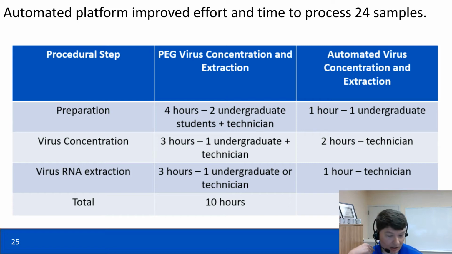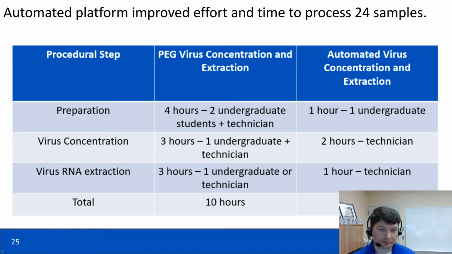To give you a sense of the amount of time saved, I prepared this table for processing 24 samples. We have these procedural steps of preparation, virus concentration, and viral RNA extraction, which are the steps before virus quantification. For preparation, 12% PEG is very difficult to make, very viscous, and difficult to handle. So preparation took about 4 hours with 2 undergraduate students and a technician. In the automated platform, the time is much shorter, and the reagents are much easier to work with. They're not nearly as viscous as that 12% PEG.